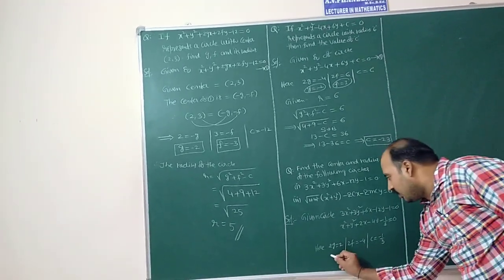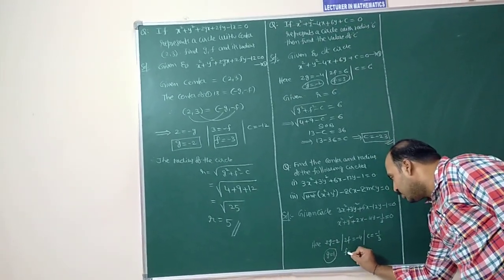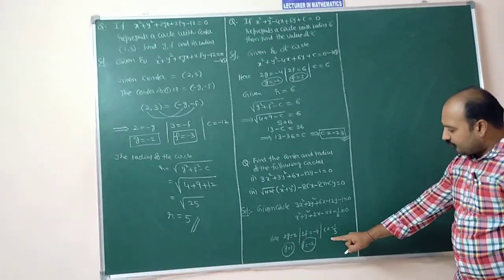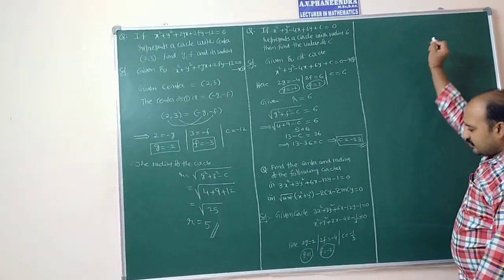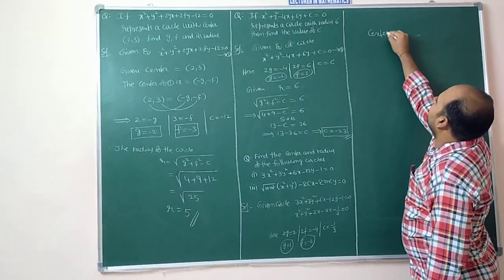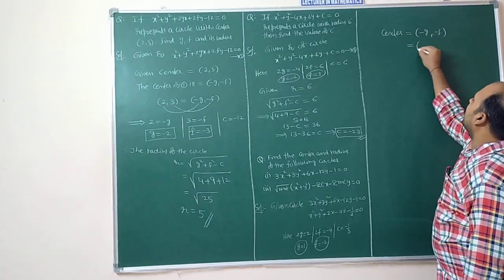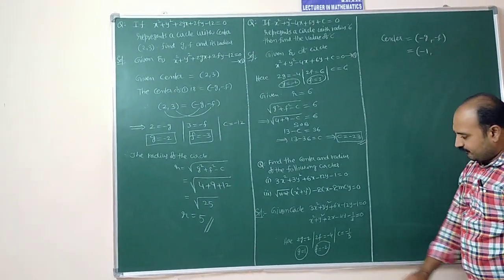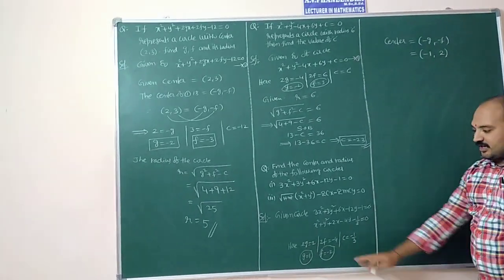From this, g = 1, f = −2, c = −1/3. After knowing these values, they are asking to calculate the center and radius. Therefore, the center of the first equation is (−g, −f). The g value is 1, so −1, comma, the f value is −2, so −f means −(−2) = +2. Center we got it.